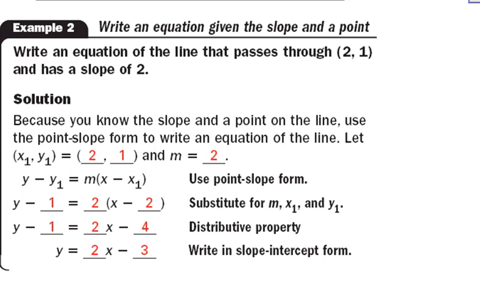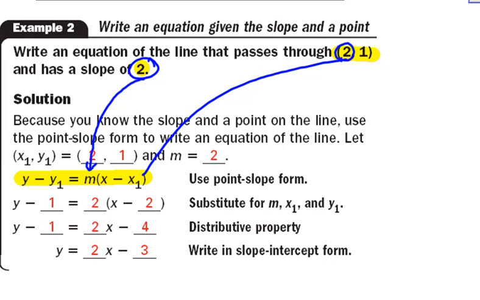Second kind of problem I could get thrown at me. In this problem, I'm given a point on a line and the line's slope. So now I'm going to use that point slope form I was just talking about. Here's my general form. So what am I going to do? I'm going to take the slope, plug it right in here. I'm going to take the first x coordinate, which is this one right here, plug it right in there. And the y coordinate, I'm going to plug that in right there.